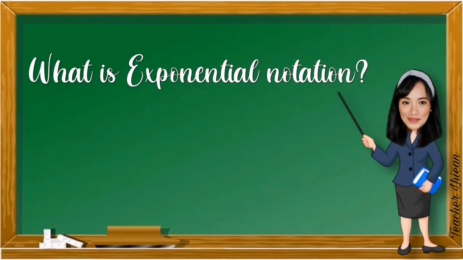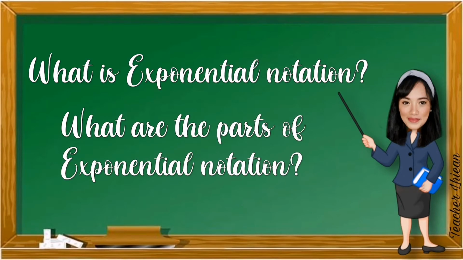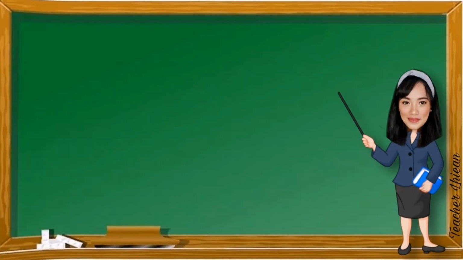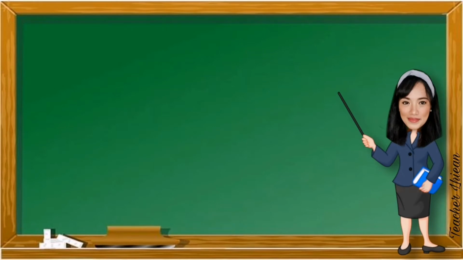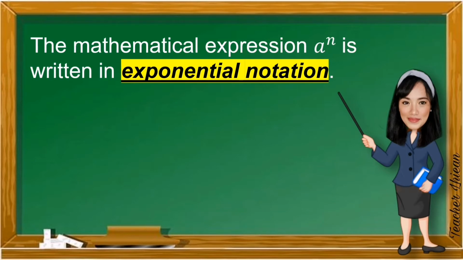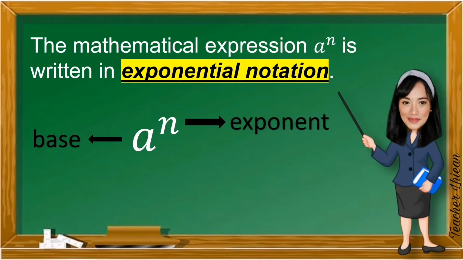What is exponential notation? What are the parts of exponential notation? So let us define exponential notation and its parts. The mathematical expression a raised to nth power is written in exponential notation. So when you say a raised to nth power, a is the base and n is the exponent.